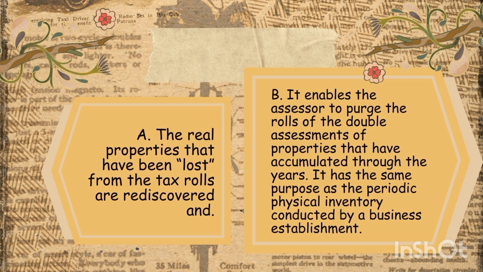Second, it enables the assessor to purge the rolls of double assessment of properties that have been accumulated through the years. So it has the same purpose as the periodic physical inventory conducted by a business establishment. So the general revision of assessment allows the assessor to identify and remove duplicate assessments of properties that may have built up over time. Similar to how a business conducts regular physical inventories to ensure accurate records, this process ensures that property tax rolls reflect only the correct single assessment for each property, promoting accuracy and fairness in property taxation.